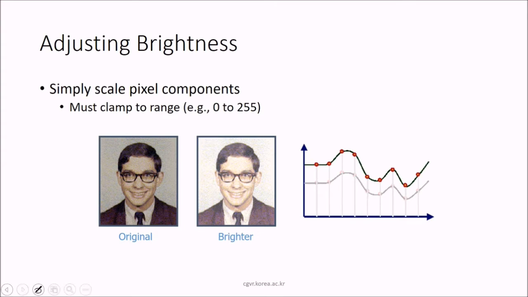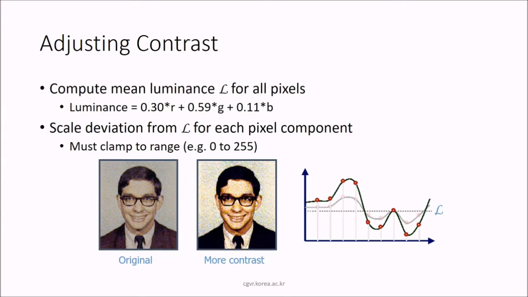How to adjust the brightness, because we just play with the pixels. We simply scale pixel components, and if this is the original image, after brightness you'll see the brighter image like this. We just add a certain value, that is, scale the pixel value up, and the scaled up value also should be clamped to the range 0 to 255, if it is an 8-bit image.